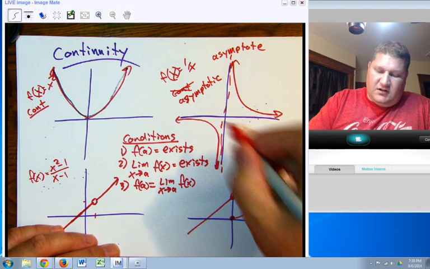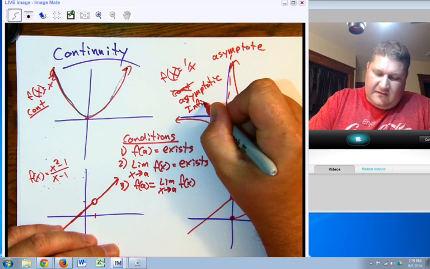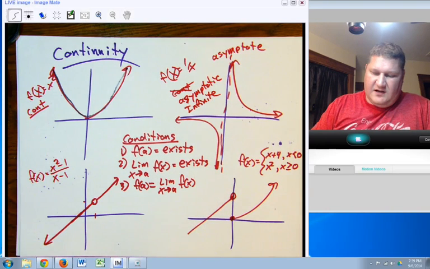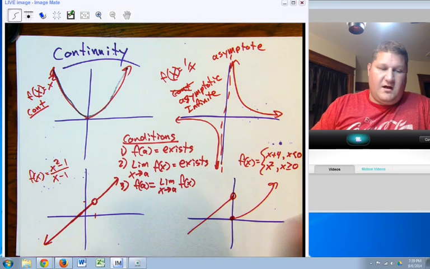discontinuity. A lot of times we also call this infinite discontinuity because, of course, it goes to infinity. It goes up to infinity, down to infinity. We have all sorts of infinite numbers of problems.